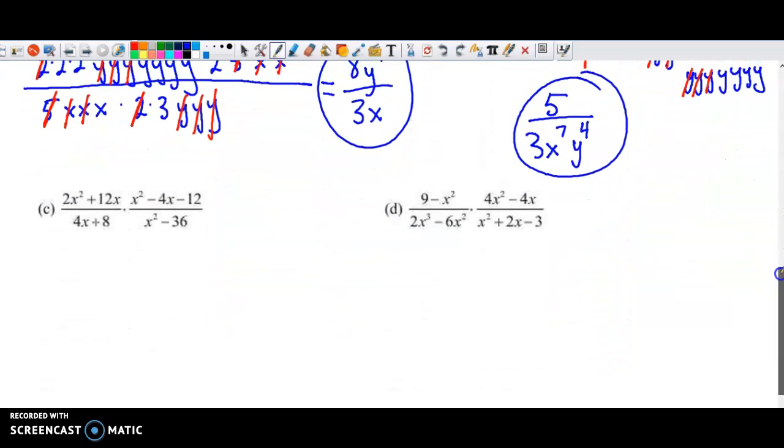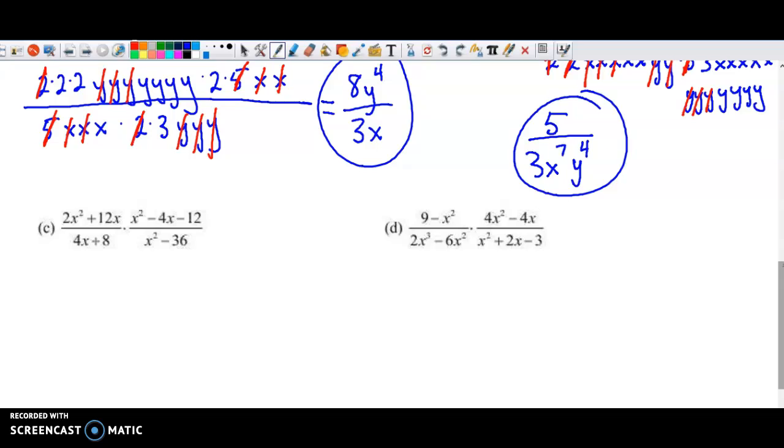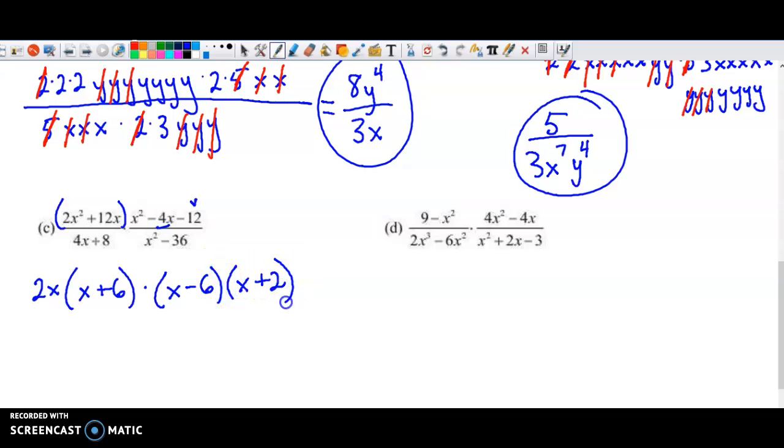So just to make it a little bit more complicated, it might be a lot more complicated, is to factor with, this is an entire expression. 2x could be factored out with x plus 6. If you look at factors of negative 12 that add to be negative 4, that would be x minus 6, x plus 2. And on bottom, I can GCF out a 4, x plus 2.